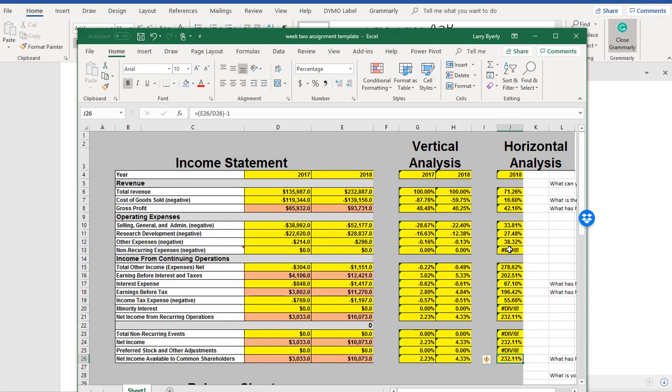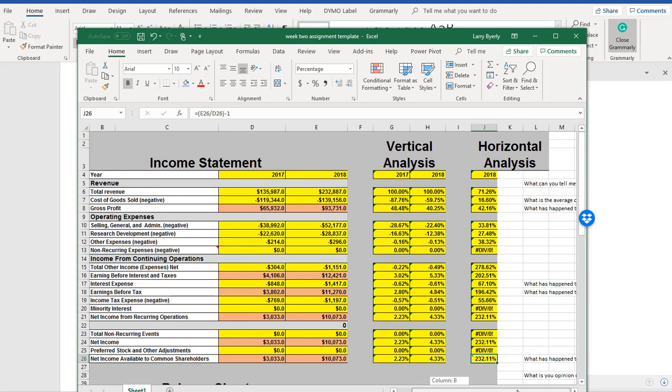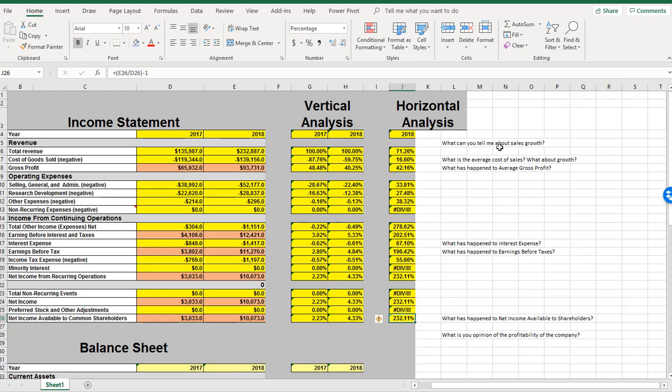Now that we have the numbers in, the next question is, well, what does this stuff mean? What I've provided you with are some questions. Let me expand this just a wee little bit. Here are some questions that you might want to address. Look at the numbers, see if there's a story to tell. Let's talk about the income statement. In here I have 3, 4, 5, 6, 7 questions that you can talk about with respect to your company's income statement.